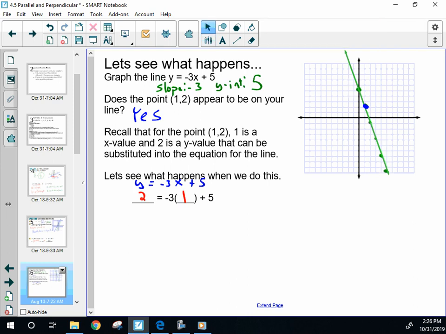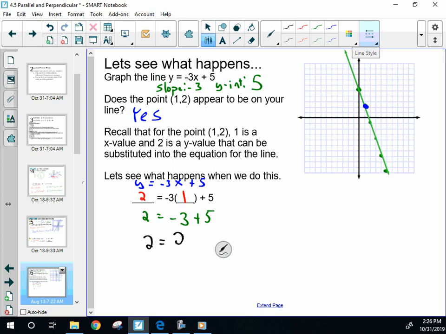-3 times 1 is -3. -3 plus 5 is 2. Well, the left side already equaled 2. So what do you know? 2 equals 2. When I simplify it, both sides are equal in this equation. If a point is on a line, it will simplify to be equal. If the point is not on the line, it won't work out that way. You'll get a different number on the right side and a different number on the left side.